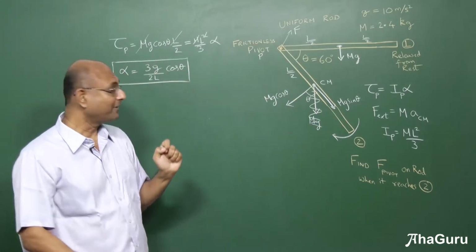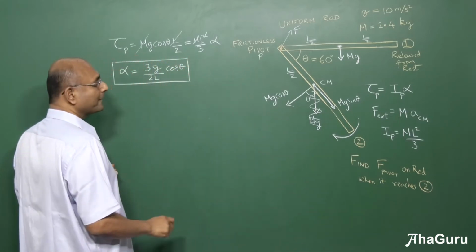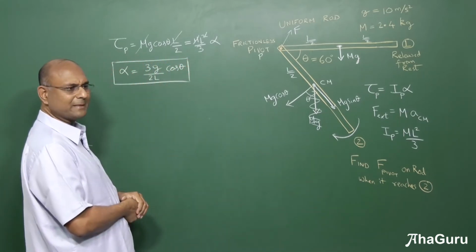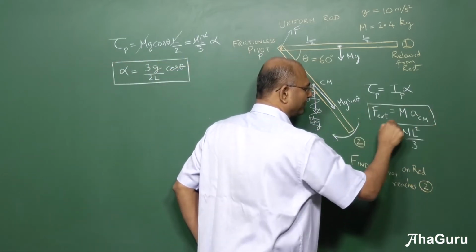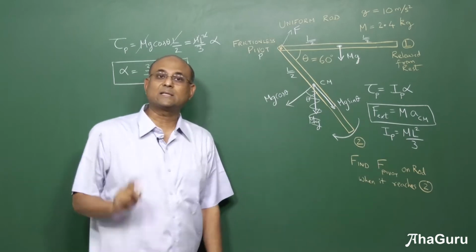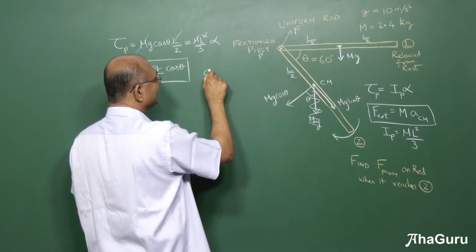The question is to find the force exerted by the pivot on the rod. So let us think about that again. Why would there be a force exerted by the pivot? What should I use? I should use external force. Net external force must be mass into acceleration of the center of mass. What is the acceleration of the center of mass?